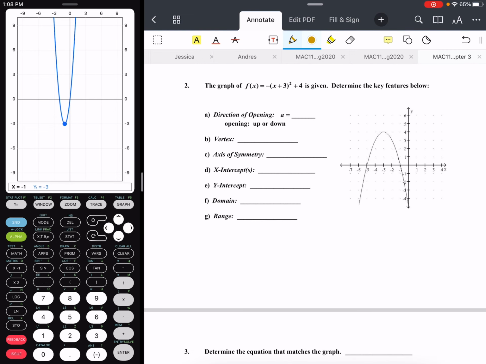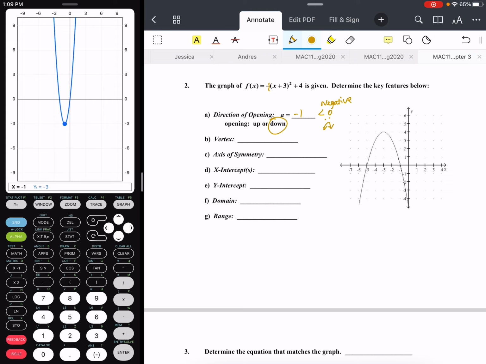All right, looking at number 2, f of x equals -(x plus 3) squared plus 4. So direction of opening is determined by a. a equals -1. That's the coefficient that's out in front. This is less than 0. That's a negative value, so I think of a frowny face. So we have a downward facing parabola. It's opening downward.